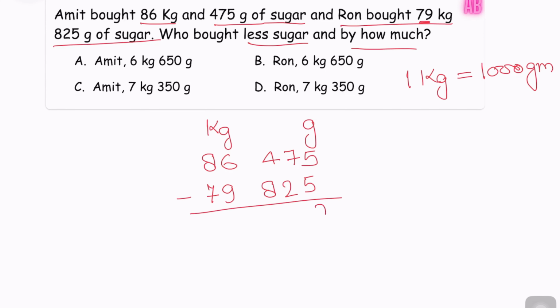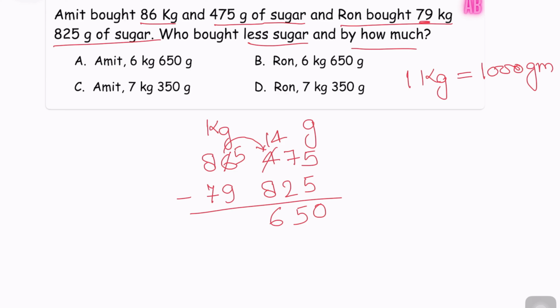5 minus 5 is 0, 7 minus 2 is 5. Okay, so here it is 14. So we will borrow from here. It will become 14. 14 minus 8. Here it will become 5. 14 minus 8 is 6. Okay, so we already got the answer actually. We know that either it is B or D, and in the end it is 650. So we got the answer.